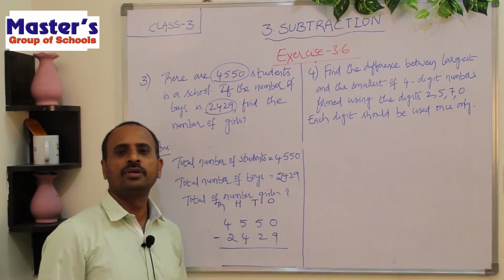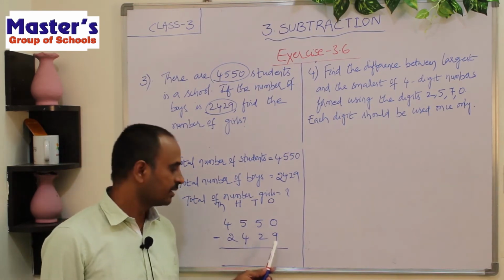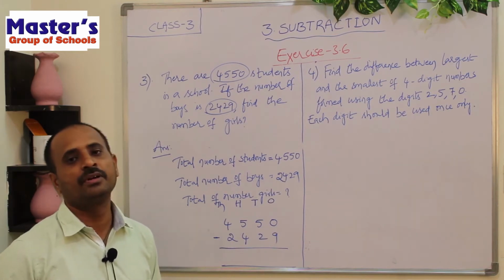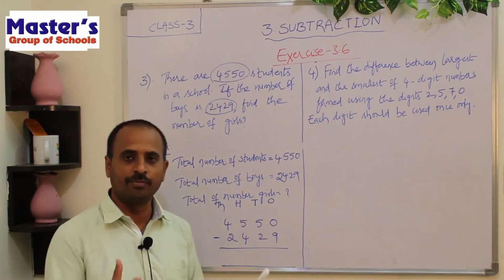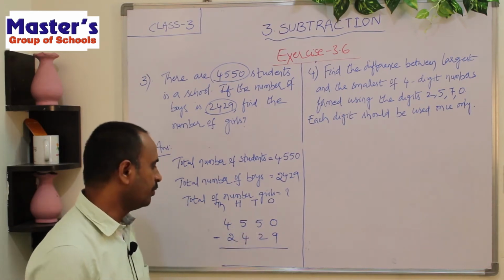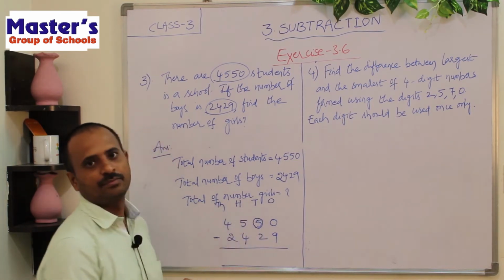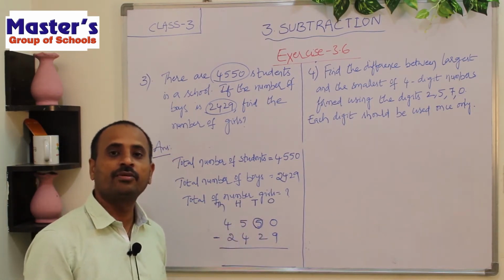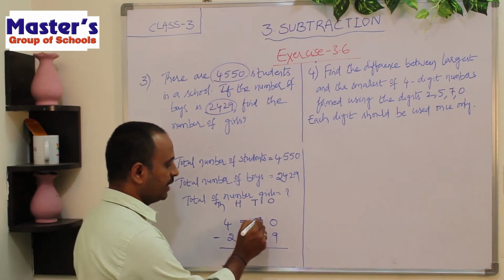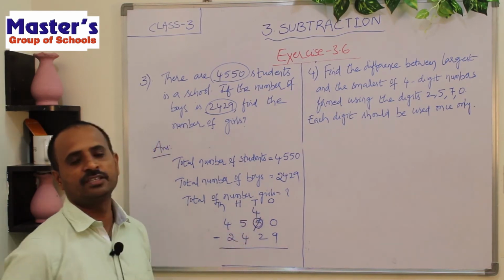Subtract 9 from 0. Is it possible? Can we subtract 9 from 0? No, because 0 is a smaller number and 9 is a greater number. We cannot subtract a greater number from a smaller number. Then what do we have to do? We have to borrow from the next place. What is the next place? Tens. How many tens are there? 5 tens. Among 5 tens, borrow 1 ten. If you borrow 1 ten, 4 tens will be there.